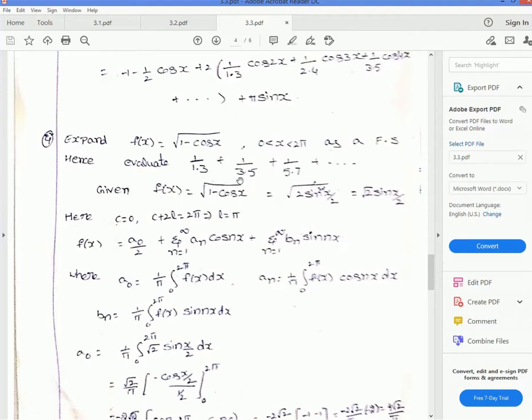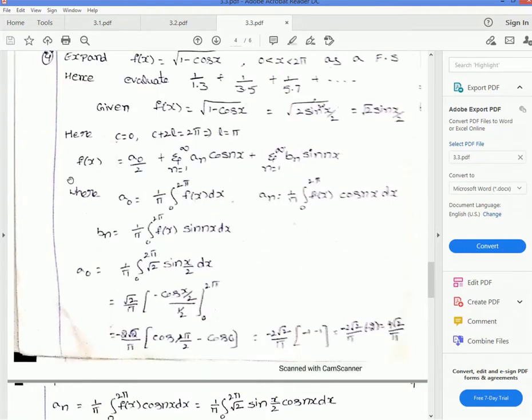So f(x) = square root of (1 - cos x). 1 - cos x is 2 sin²(x/2), so the square root cancels the square, giving √2 sin(x/2), in the given interval 0 to 2π. So f(x) = a0/2 + Σ (n = 1 to ∞) (an cos nx + bn sin nx). What is the a0 value?